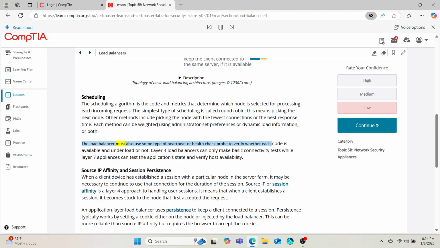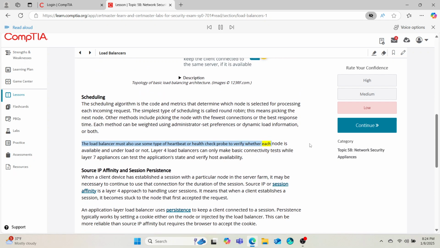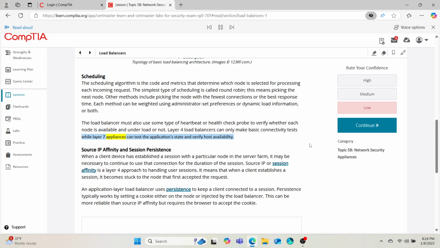The load balancer must also use some type of heartbeat or health check probe to verify whether each node is available and under load or not. Layer 4 load balancers can only make basic connectivity tests, while Layer 7 appliances can test the application state and verify host availability. Source IP affinity and session persistence.